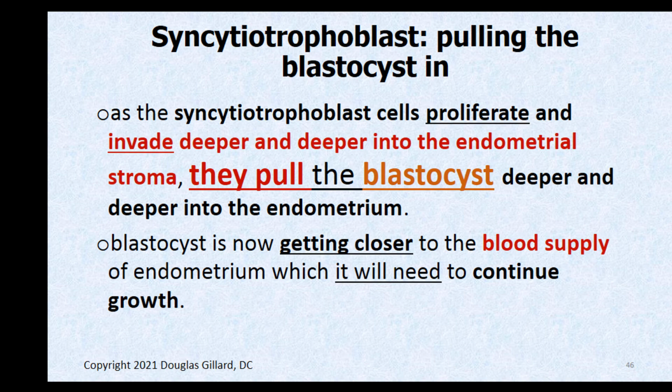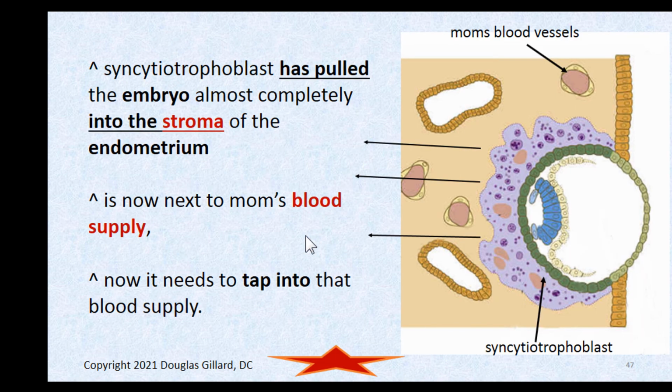and deeper. They're also searching out mom's blood vessels, because mom has blood vessels in the uterus wall. And it's searching them out, and next week we'll look at how they actually tap into mom's blood vessels and bring that blood into our growing embryo. So they're quite amazing cells.